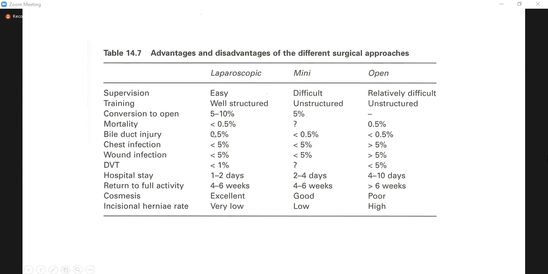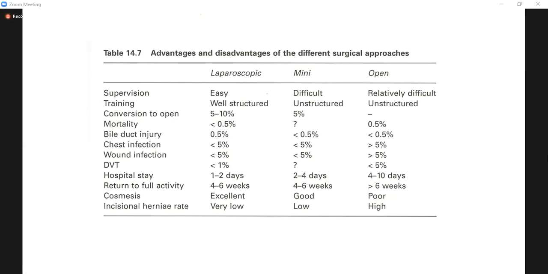Supervision is easy. It's easy for me to train a registrar to do a laparoscopic rather than open, because in open, as you will appreciate from the last lecture, it is very difficult for anyone other than the surgeon and assistant to see. Others can't see that much. So I can easily supervise laparoscopic surgery when a junior person is doing it, as I can see it on the screen. Training, yes. When you can supervise them easily, you can train them well.